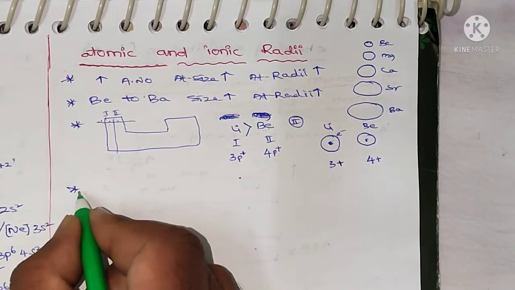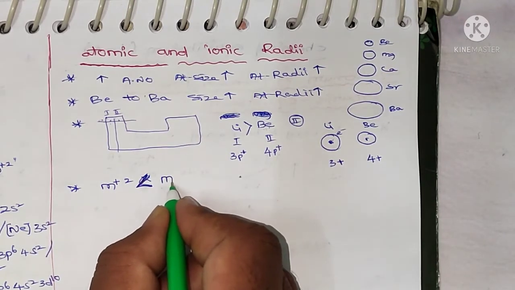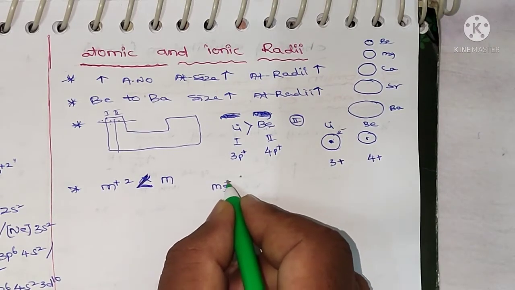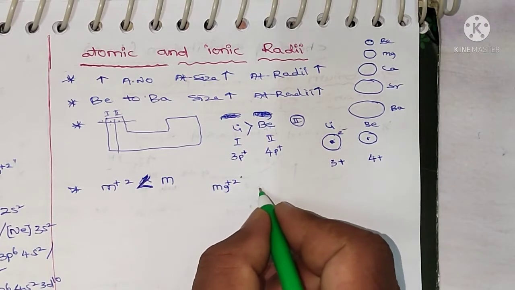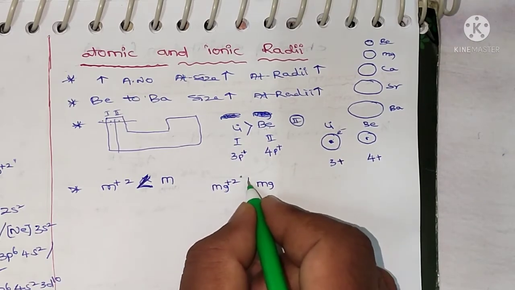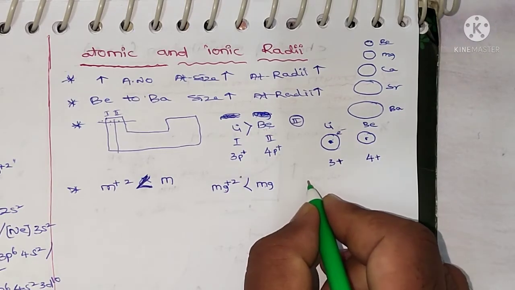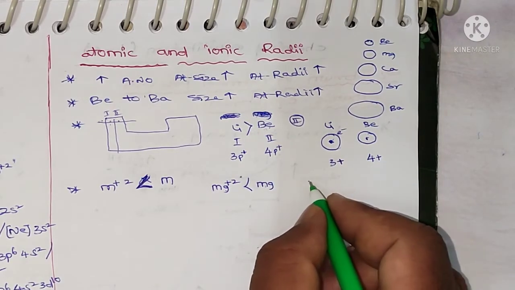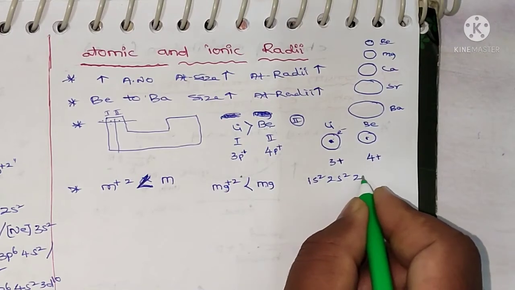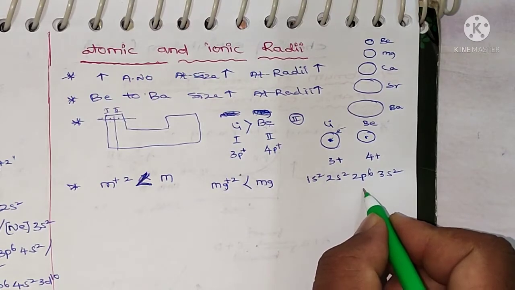And the divalent ion M+2 is smaller than the parent atom. For example, I am taking magnesium. So Mg+2 is the divalent ion and Mg is the parent atom. Mg+2 is smaller than Mg, because if you take magnesium, the atomic number is 12 and the total number of electrons in magnesium is 12. For those 12 electrons, the electronic configuration is 1s2, 2s2, 2p6 and 3s2. So this is the parent atom.